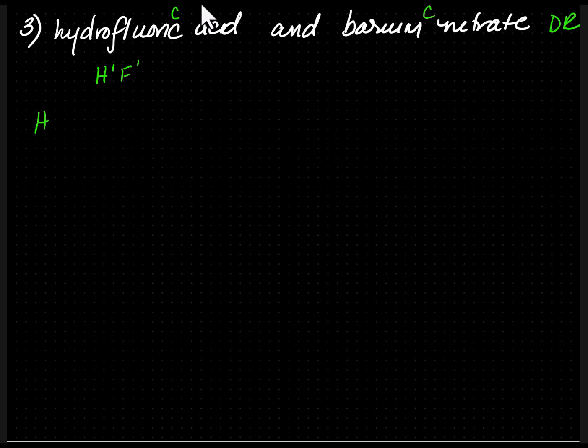This is going to react with barium nitrate. Barium is a metal, so we know this is an ionic compound. Charge of barium is 2. Nitrate is 1. Crisscross, so this is Ba(NO3)2. Since it's a double replacement, we know the hydrogen and the barium are going to swap places.